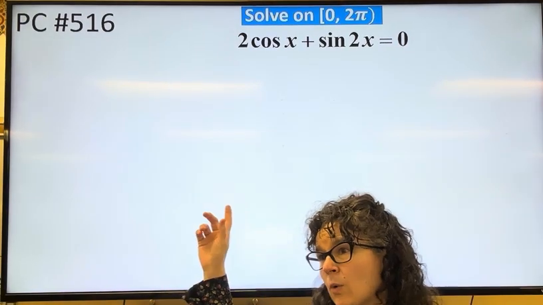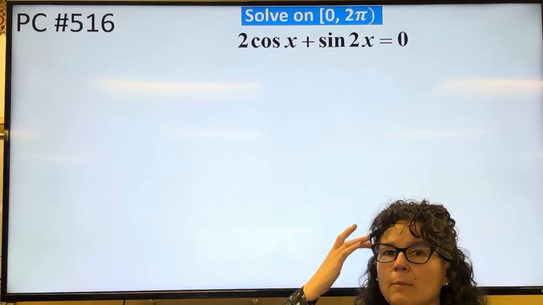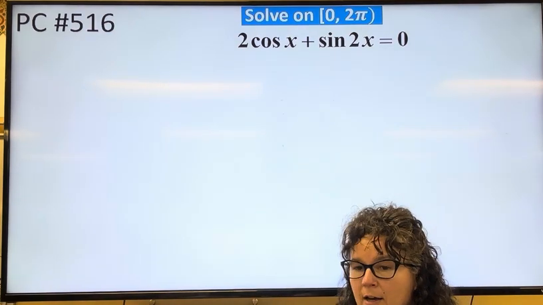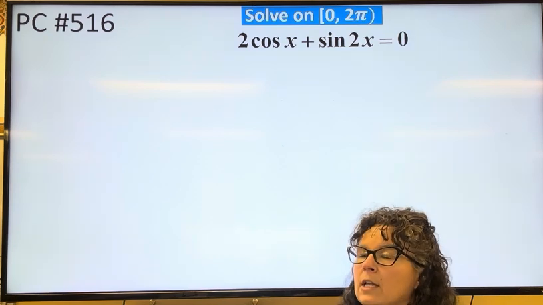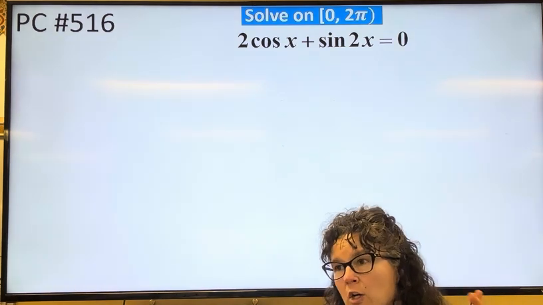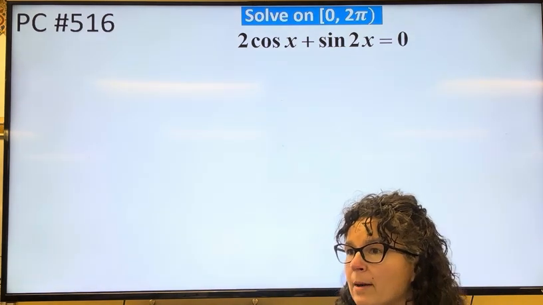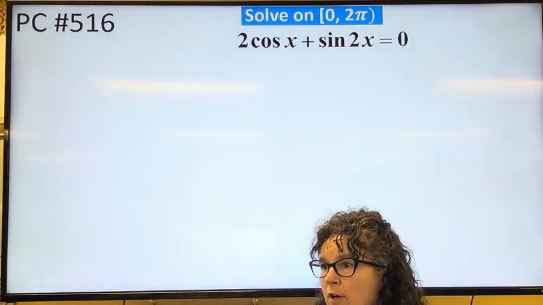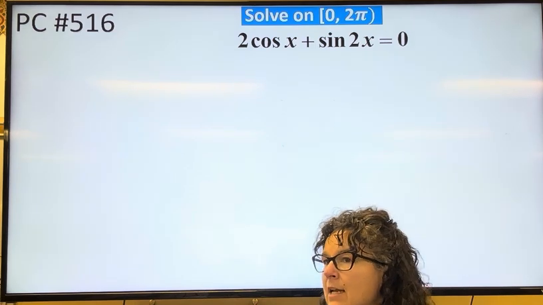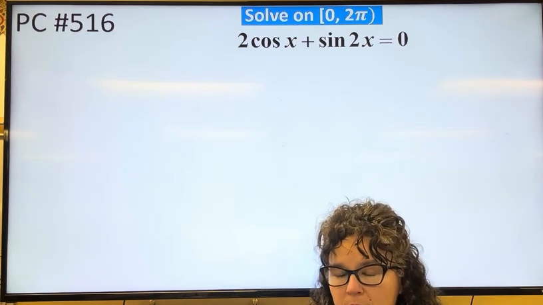When solving these equations, so far we've had a couple different strategies. Like if I have two different kinds of trig functions in the equation, like maybe I see a sine squared and a cosecant, one of my main strategies has been to force all the same trig function in the equation. But in this case, that's not going to work.